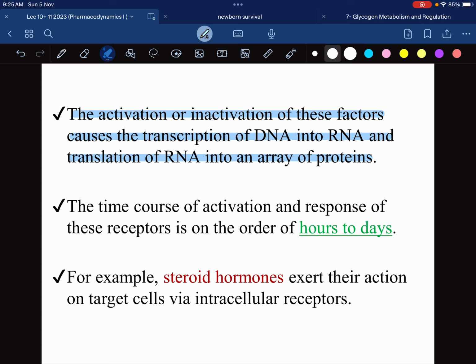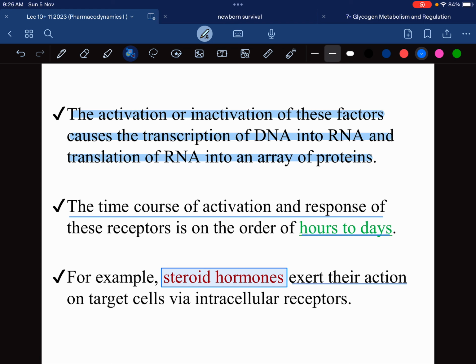The time course of activation of response is in hours to days. Why hours to days? Because it needs a long time to reach its receptor, and for the receptor to function to produce the biological activity also needs converting DNA to RNA, RNA to protein. This all needs time. So the activity of the hormone takes a long time in the body. For example, steroid hormones exert their action on targets by intracellular receptors. Steroid hormone is one of the examples for the intracellular receptors.